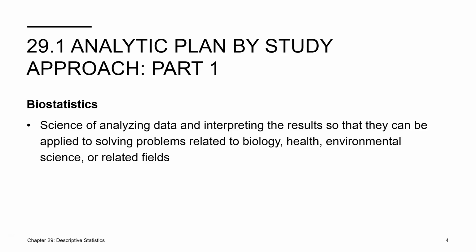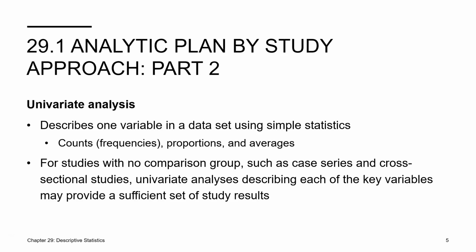You may be wondering what the difference is between statistics and biostatistics, and really it's just a matter of the health or biological related outcomes that are being analyzed, but the methods are the same as any other type of statistics. When you first do any sort of statistical analysis, you do a univariate analysis. This is the analysis that describes one variable in a data set using simple statistics. So this is just one characteristic of a population that you're looking at.